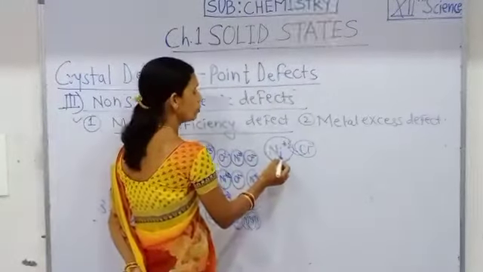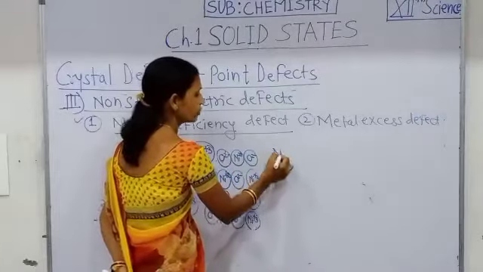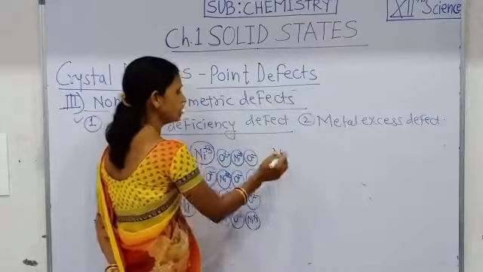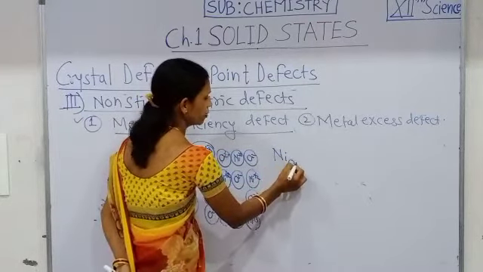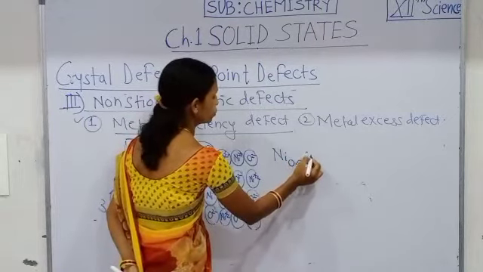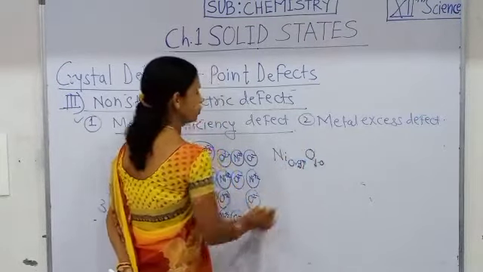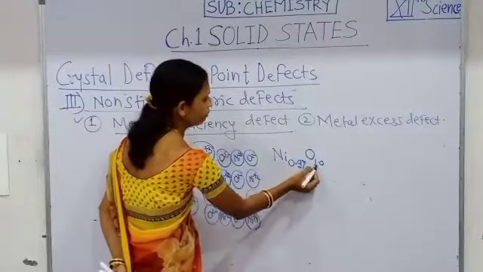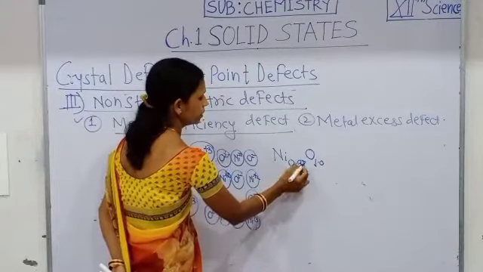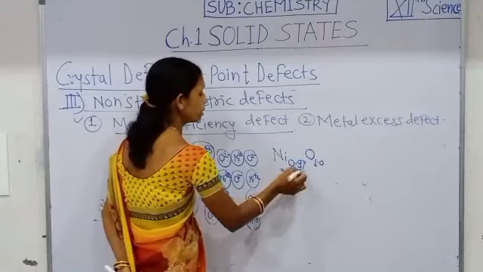Here the ratio of cation to anion in the chemical compound, that is nickel oxide, becomes Ni 0.97 to O 1.0. That means for every one atom of oxygen there is 0.97 nickel ion.